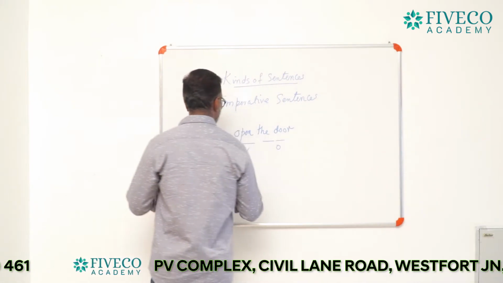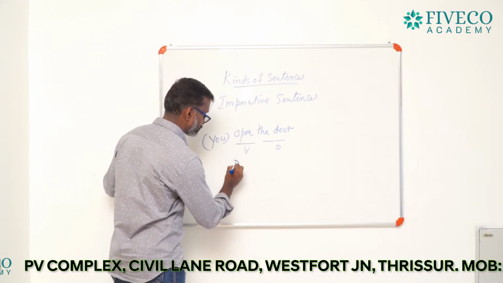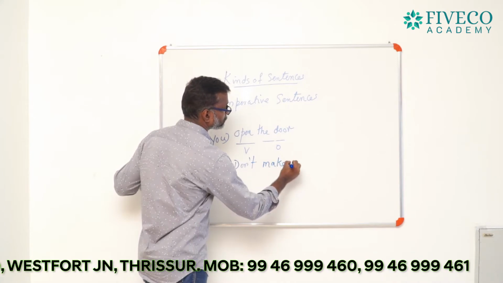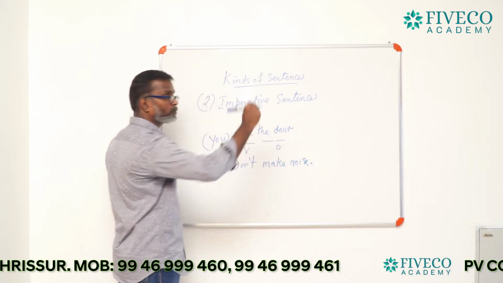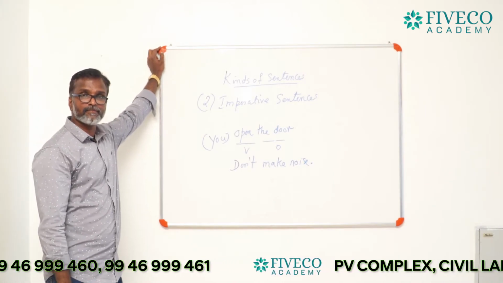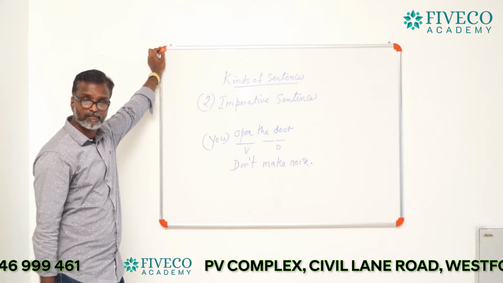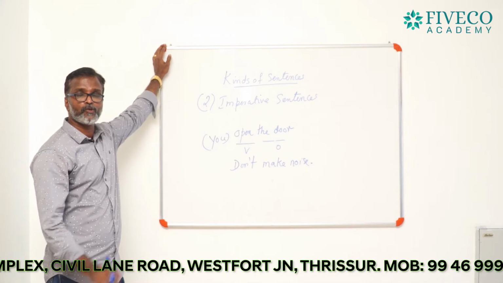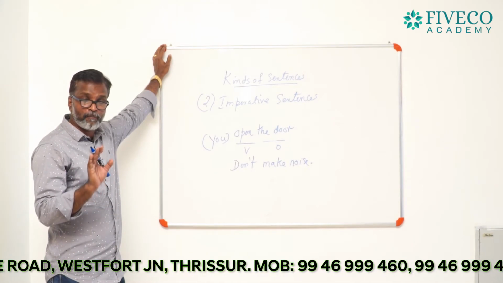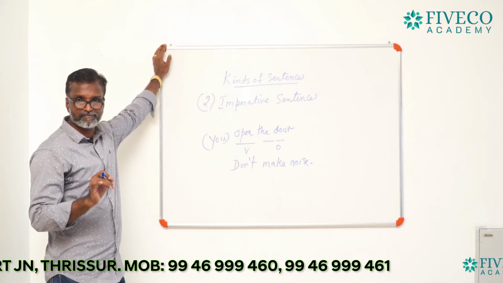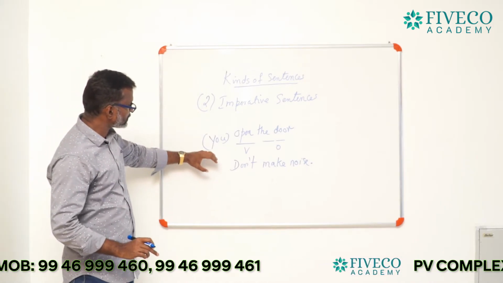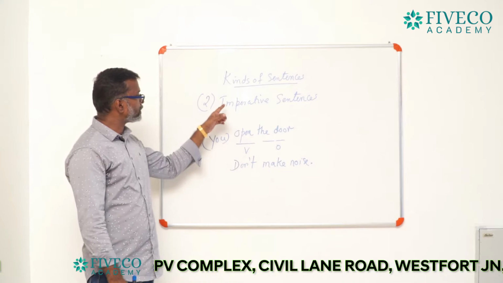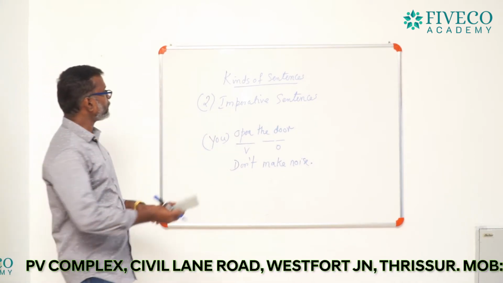Okay, and see, I shall give you one negative expression. Don't make noise. Don't make noise. It is a negative sentence. Don't make noise. What does it mean? You don't make noise. You are already standing here, you stand before me, so I don't need to mention you here. Don't make noise means you don't make noise. Here the subject you is present, but I didn't mention it. Okay, this is the second one, imperative.